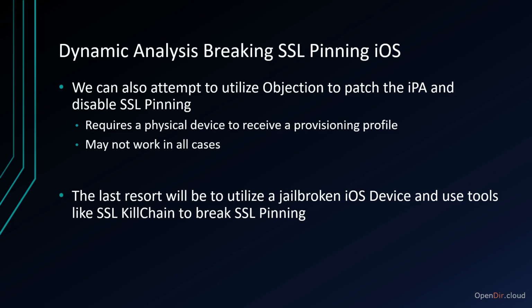Now, it might not work in every single case, but it is something that you're going to want to try as a penetration tester. Now, when we use objection this time, it's actually going to require a physical device so that we can receive a provisioning profile. So we're going to get our provisioning profile, and that's going to allow us to actually take the application, make changes to it, and then republish it back onto our iPhone.